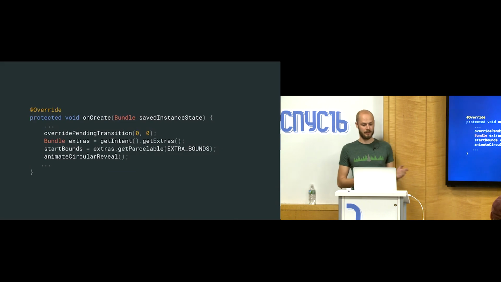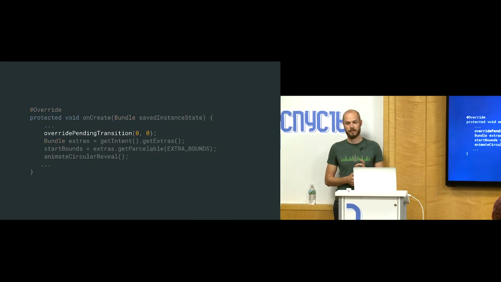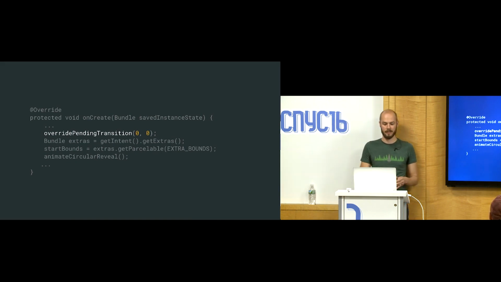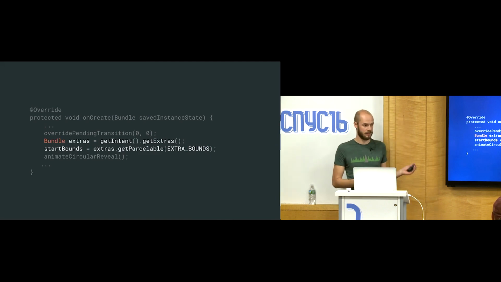And in the target activity, straightforward, we first of all have to override pending transitions to tell the system that there is no other transition or no transition at all running. What we're doing is an animation, and we don't want anybody to interfere with that. So all transitions are being disabled for this onCreate call. Then we get the information that we passed in, so the bounds of the view, and animate our circular reveal.